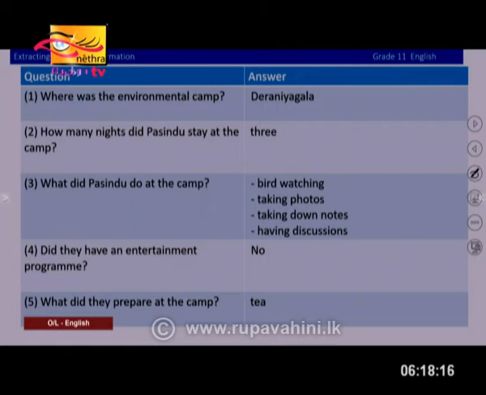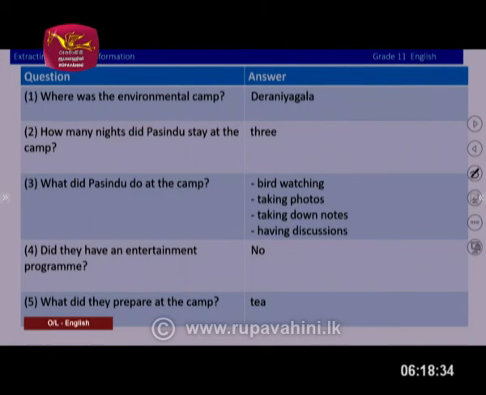Number 2. How many nights did Pasindu stay at the camp? How many? The answer should be a number. 3. Third one, what did Pasindu do at the camp?